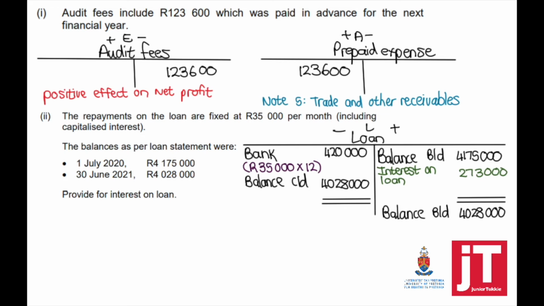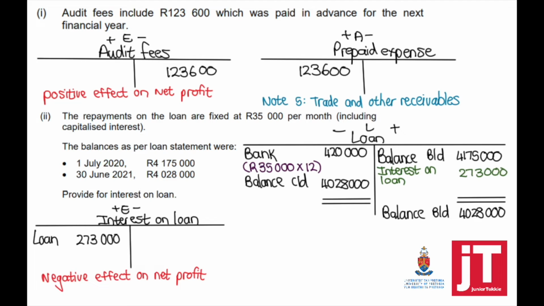So to find out the interest, take the debit side minus the credit side. Interest on loan is going to be debited, which means our expense increases. If our expense increases, this means it will negatively affect the net profit.